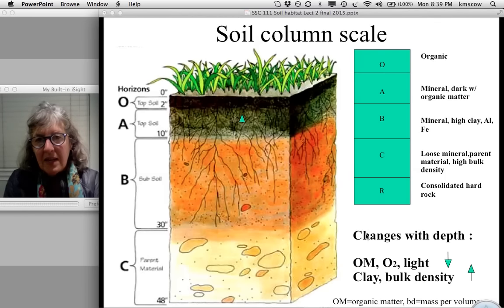Okay, so as you move deeper in soil, you have decreases in organic matter, decreases in oxygen, but remember, it's not going to go down to zero. It's going to depend on how much carbon is there to consume it, how low the oxygen will go, but it will be lower than the horizon. You also have decrease in light. That's kind of like a duh. So any photoautotrophs are going to be really declining as you move deeper in the soil. And then higher clay content and higher bulk density as you go deeper in the soil.